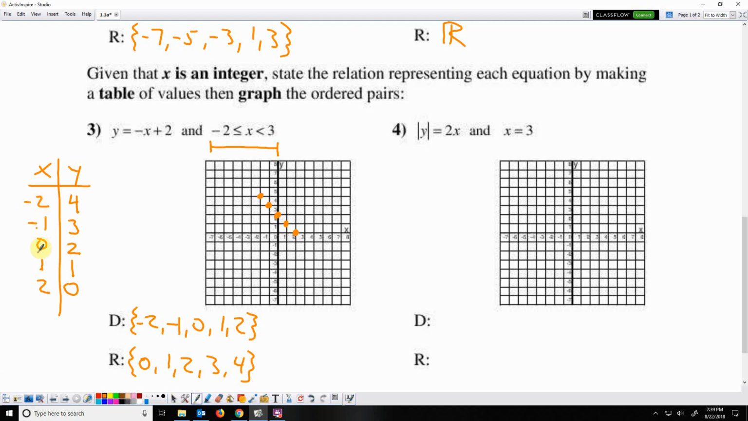And you'll notice that none of these x values is repeated with a new y value, and that you can't draw a vertical line anywhere on here that's going to touch 2 or more points. So number 3 is a function.